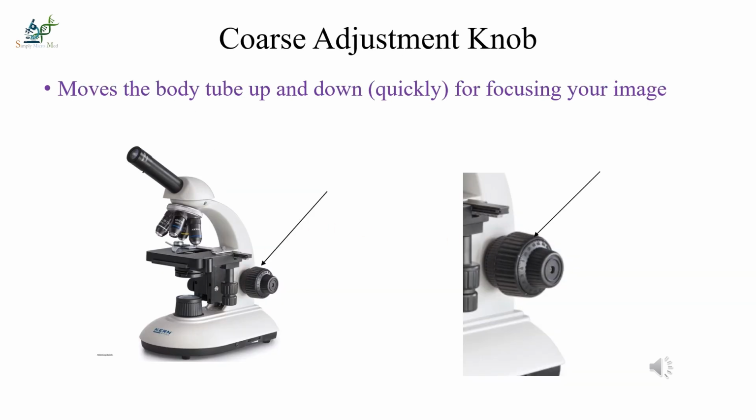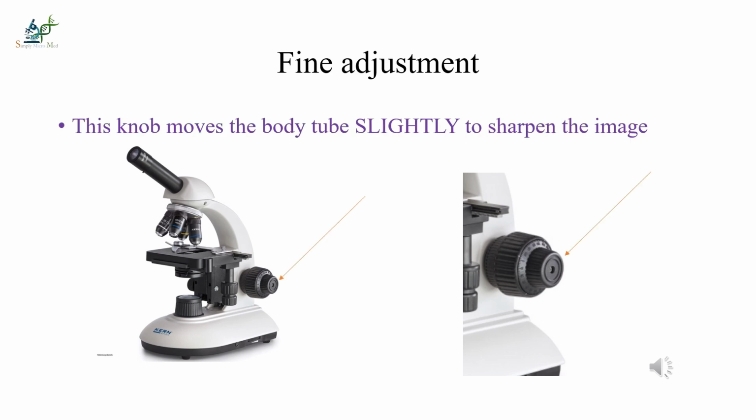Coarse adjustment. It moves the body tube up and down for focusing the image. So that means the coarse adjustment will help us to focus the image. Fine adjustment. This is the fine adjustment. This knob moves the body tube slightly to sharpen the image. That means first, with the help of coarse adjustment, we will focus the image, and with the fine adjustment, we will sharpen the image for clear visibility.